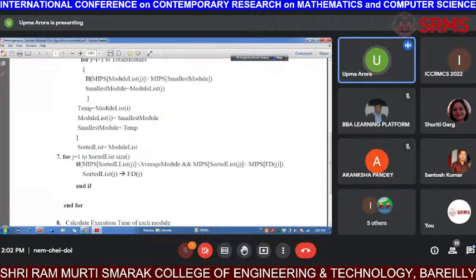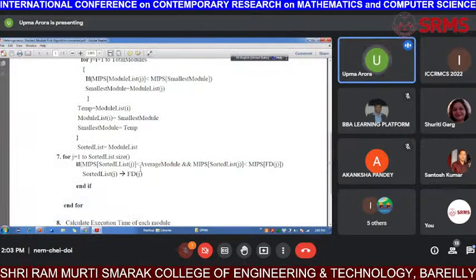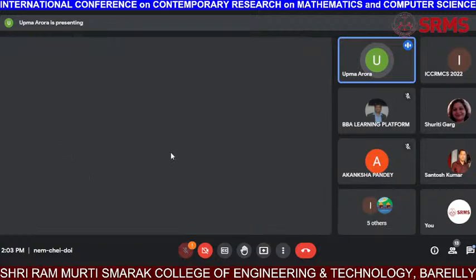And then according to the sorted list, we are going to place these modules on the combined fog and cloud system by comparing the elements in the list one by one to the average module, and by comparing the MIPS of these modules in the sorted list with the MIPS available on the fog and cloud devices currently available. And ultimately, we are going to find the execution time of each module and the total network usage.